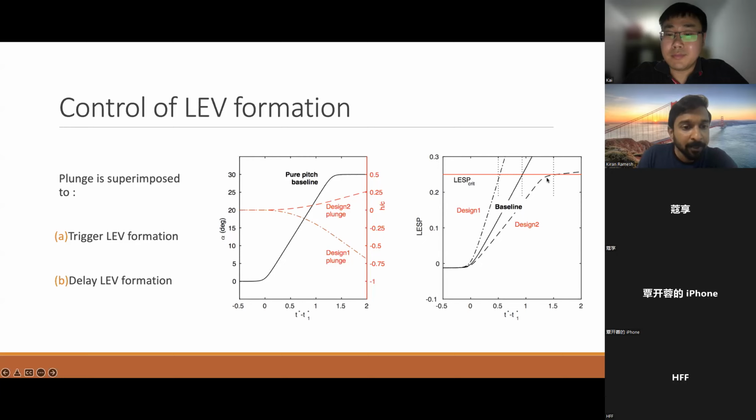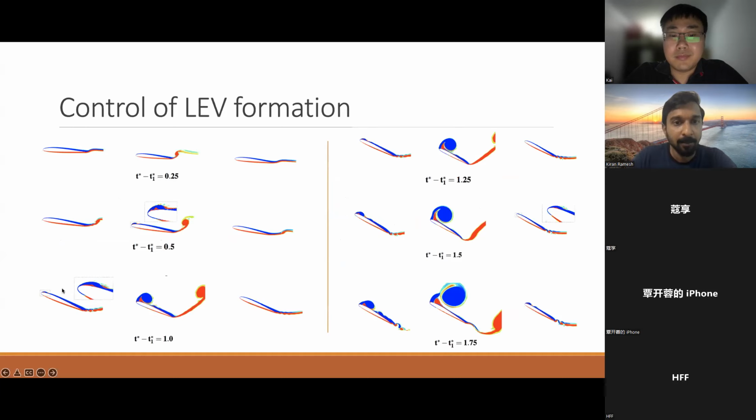So what we are trying to do here is to add some plunge so that we trigger leading edge vortex formation at any given time that we want, or to delay leading edge vortex formation to any given time. So the baseline case, it happens at 1, and we are adding plunge kinematics so that we can either move it earlier to 0.5 or move it later to 1.5. So let's see how this works using CFD data.